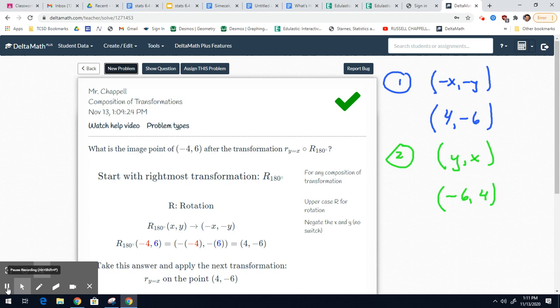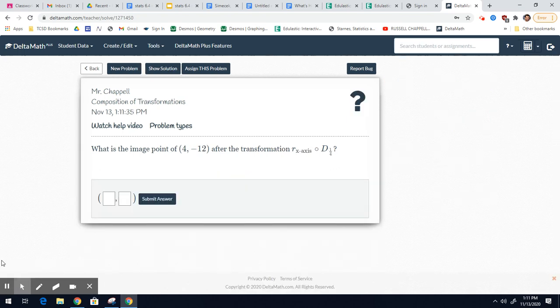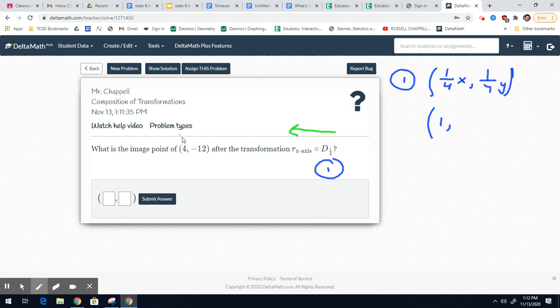All right, let's do one more of these on this video. Nice. So let's take a look at this one. It says, what is the image of point 4, -12 after the transformation of a reflection across the x-axis and then a dilation by a scale factor of 1/4? So again, we work right to left. So the first thing I will do is this dilation. Remember, with a dilation, you simply take the coordinates. In this case, you take the 1/4 and multiply it by the x, and you take the 1/4 and multiply it by the y. So 4 times 1/4 is 1. And negative 12 times 1/4 is negative 3.